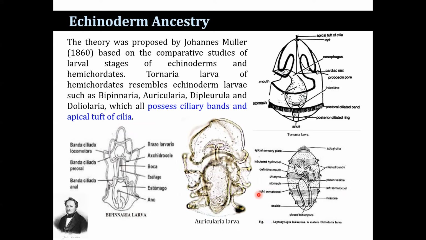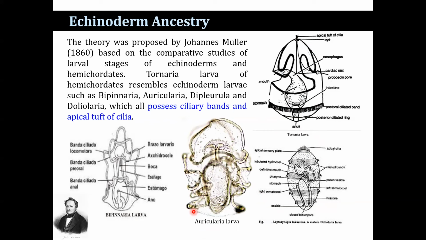The theory was proposed by Johannes Muller in 1860, based on comparative studies of the larval stages of the echinoderms and hemichordates. You know, the larva of the hemichordates is the tornaria larva, and the larvae of the echinoderms are categorized into two groups: one is the auricularia group and another is the pluteus group. That possesses ciliary bands and the apical tufts of cilia. This is the apical tuft of cilia in the doliolaria larva. In the tornaria larva, this is the apical tuft of cilia, and this is the ciliated band. These are the ciliated bands in the auricularia larva.